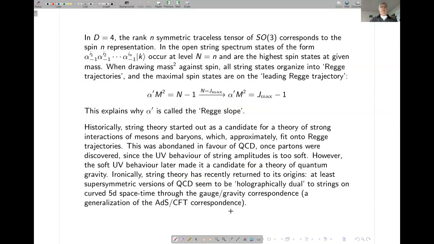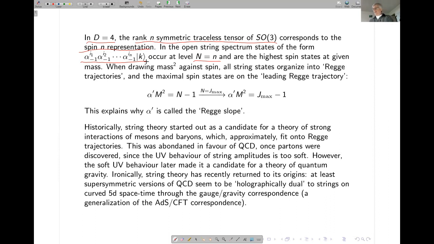Now, this gives me also an opportunity to talk a little about why alpha prime is called the Regge slope. Let's stay in 4 dimensions and observe that the rank n symmetric traceless tensor is the spin n representation. And in the open string spectrum, if we are at level capital N, we can always obtain a spin n representation by taking exclusively alpha minus oscillators. So this is the highest spin state at any given mass.